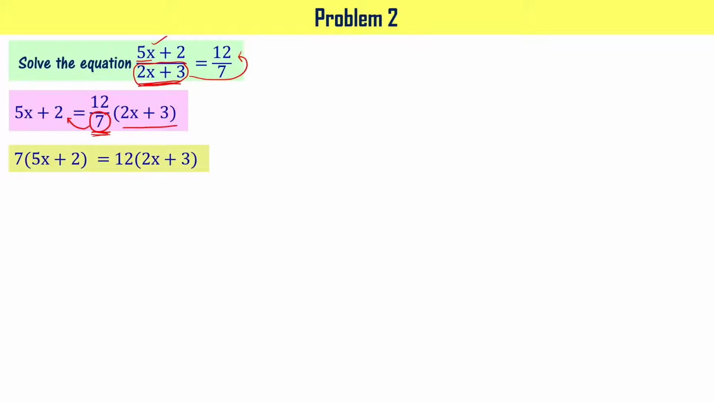Now you can multiply. 7 times 5x is 35x. Here 12 times 2x is 24x. And 7 times 2 is 14. And 12 times 3 is 36. Let me write that. 35x plus 14 equal to 24x plus 36, right? Now this is the linear equation. We have learned to solve this kind of equation, right?